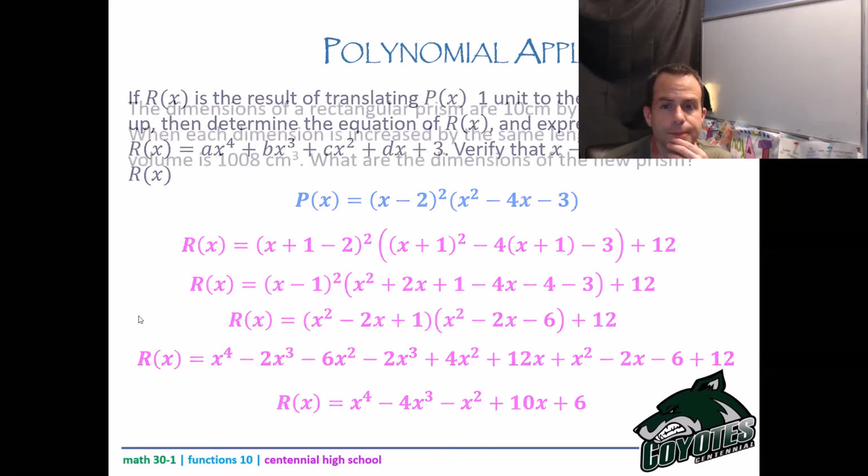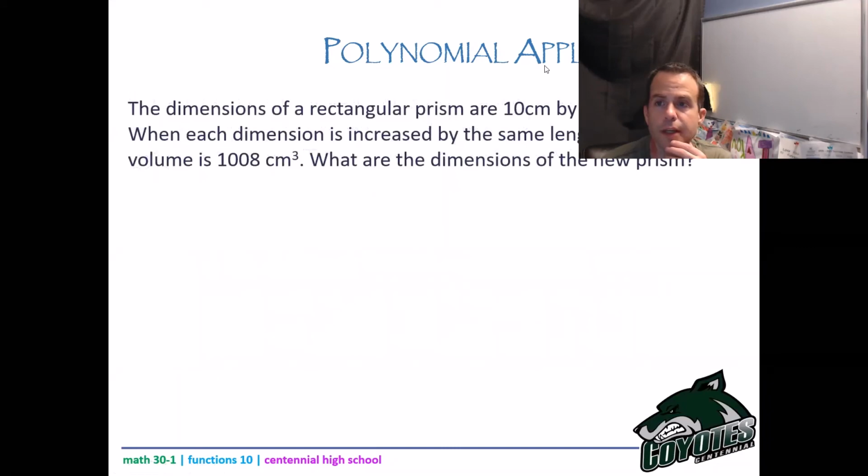All right, awesome. The dimensions of a rectangular prism are 10 centimeters by 10 centimeters by 5 centimeters. When each dimension is increased by the same length, the new volume is 1008 centimeters cubed.